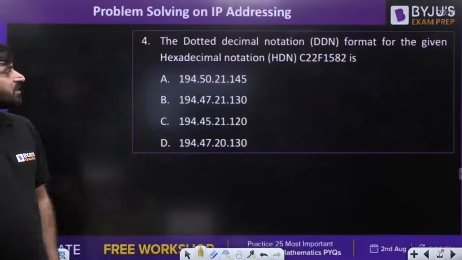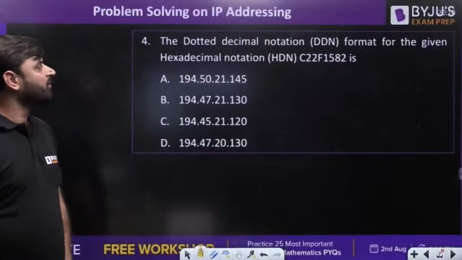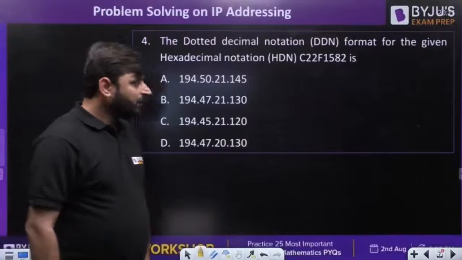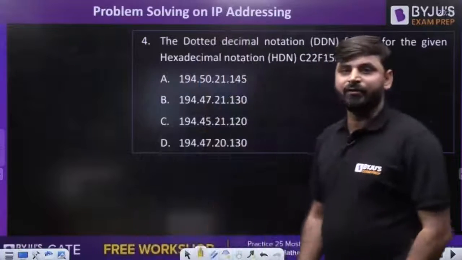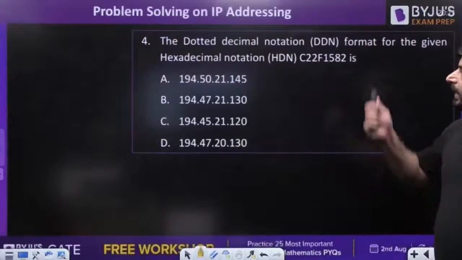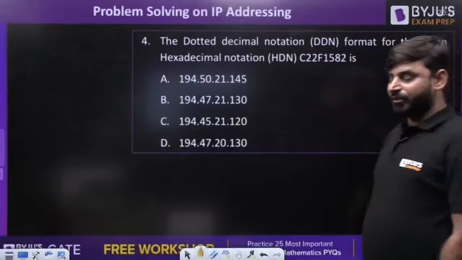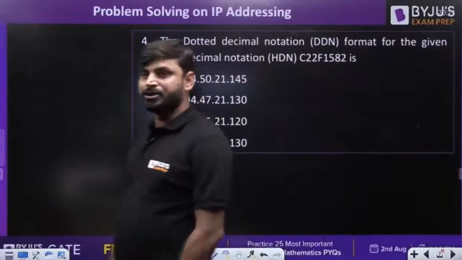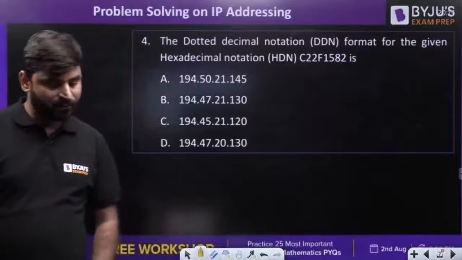What is the answer of this question? The dotted decimal notation format for the given hexadecimal. This number is given in hexadecimal format. We have to find the dotted decimal notation. Which of the following is the correct answer? I want the correct answer from all of you.